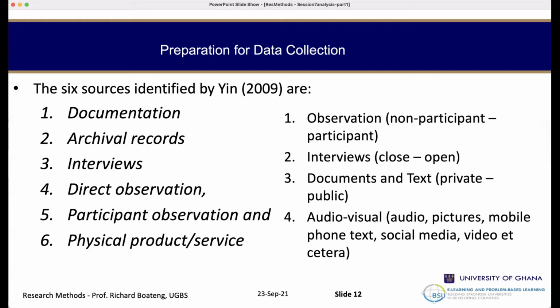But Yin talks about the fact that there are six sources: documentation and archival records, so you separate documentation from archival records, and then you have interviews, direct observation, participant observation, and physical product or service. The physical product or service is what we call artifact examination, where you examine a physical product or a service.